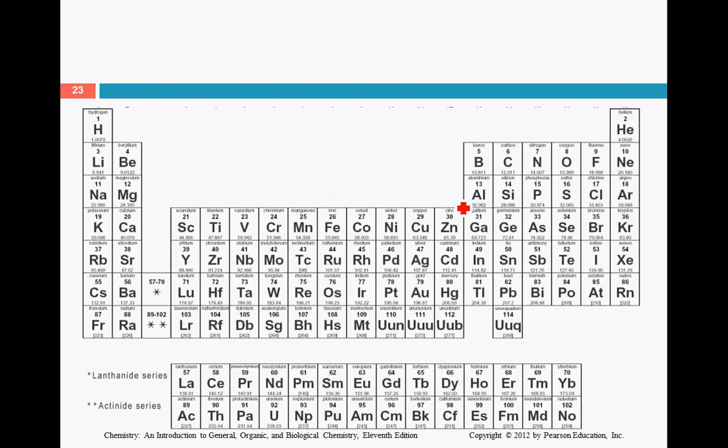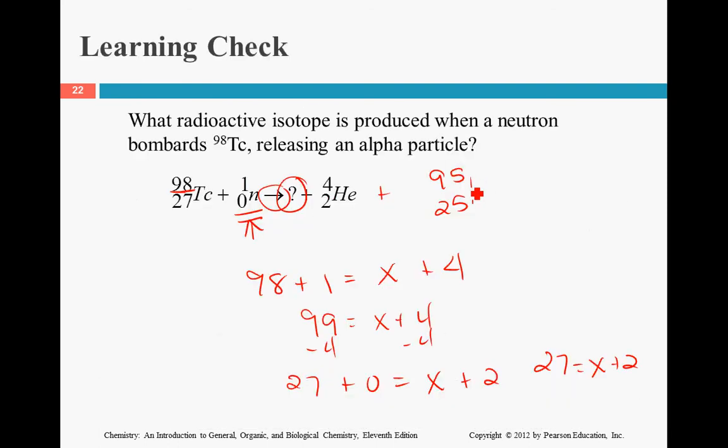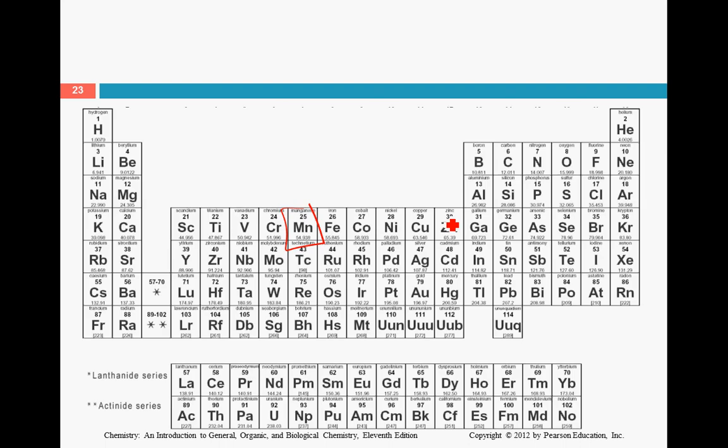Looking at the periodic table, we look for 25. Mn. Once again, we're always looking for the bottom number, not the top number. But you notice it's the same pattern over and over and over again. The top lines have to equal each other. The bottom lines have to equal each other. And that is how you balance nuclear equations.